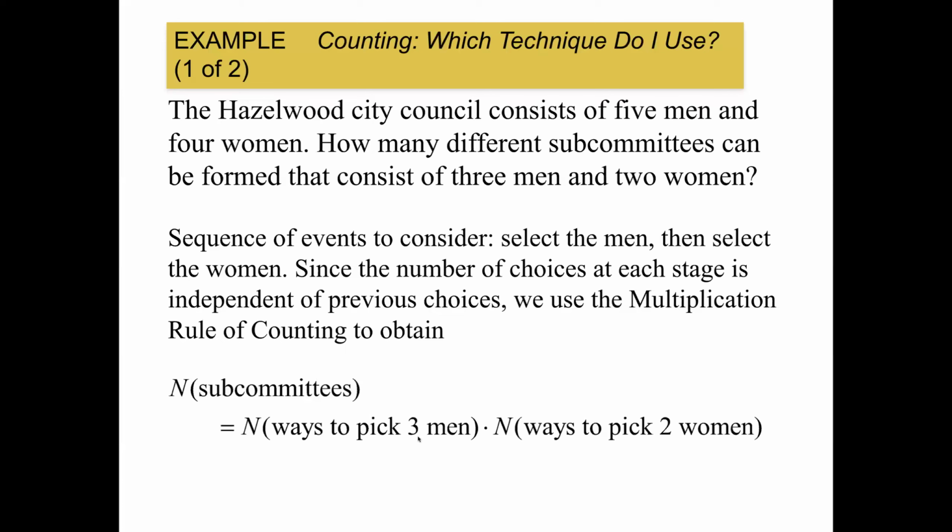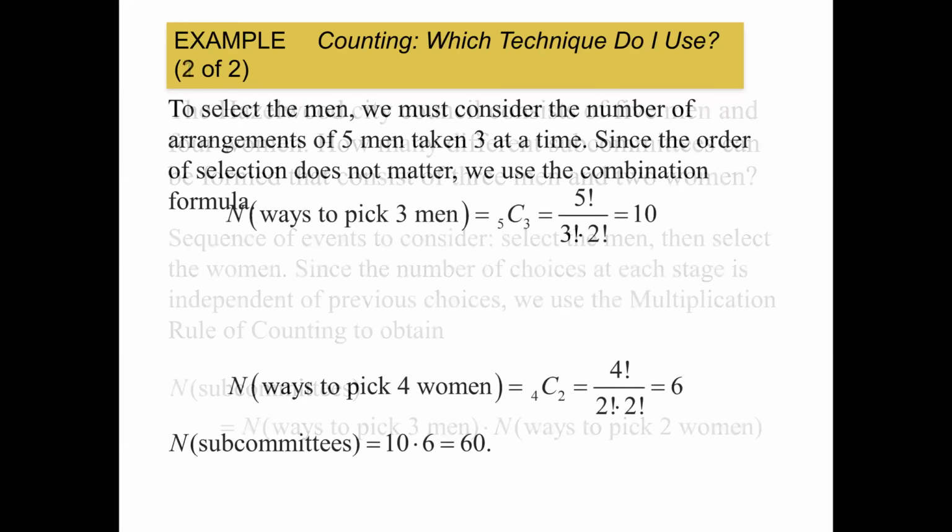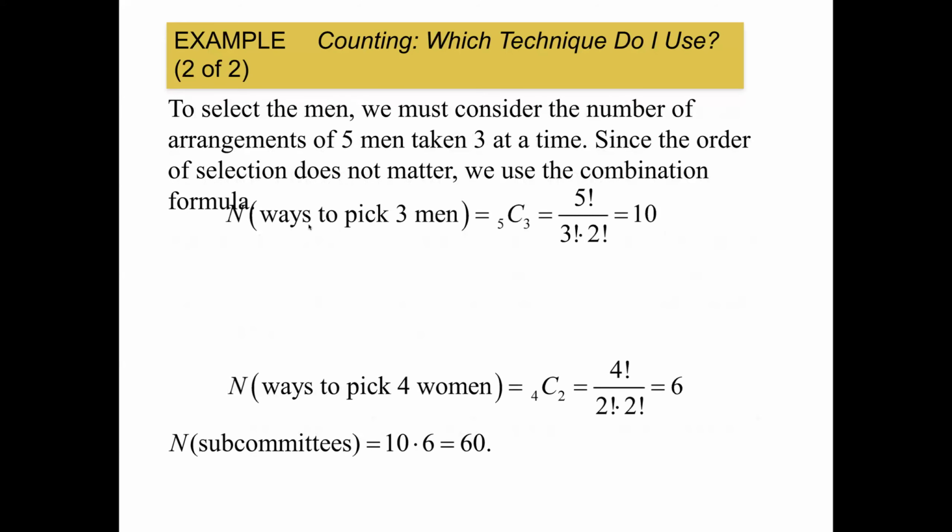How many ways can we choose to pick 3 men? How many ways can we choose to pick 2 women? Like choosing 3 men from a group of 5 and then 2 women from a group of 4. So the number of ways to pick 3 men from a group of 5 where order doesn't matter. Remember, order doesn't matter. We can use the combinations formula for each.